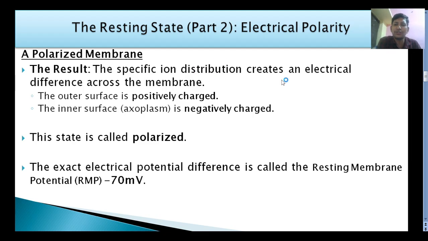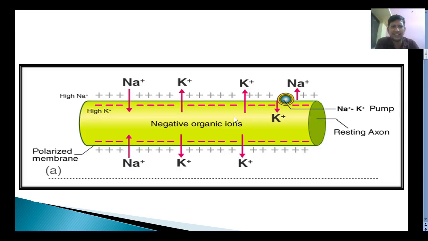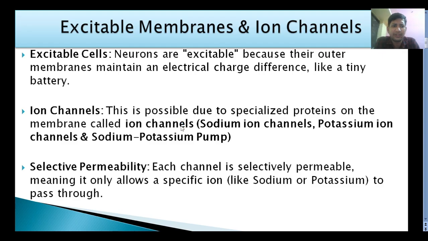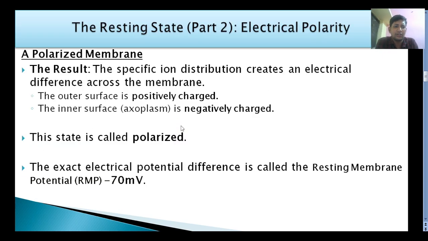This specific distribution of ions creates an electrical difference across the membrane, and the outer surface is positively charged and the inner surface is negatively charged. Same thing as I have shown in this diagram: the outer side is positively charged, whereas the inner side of the axon is negatively charged. Why is it negative? Due to the presence of negatively charged proteins. I hope it is clear. This state is called the polarized state, and it is also called the resting state of the neuron.